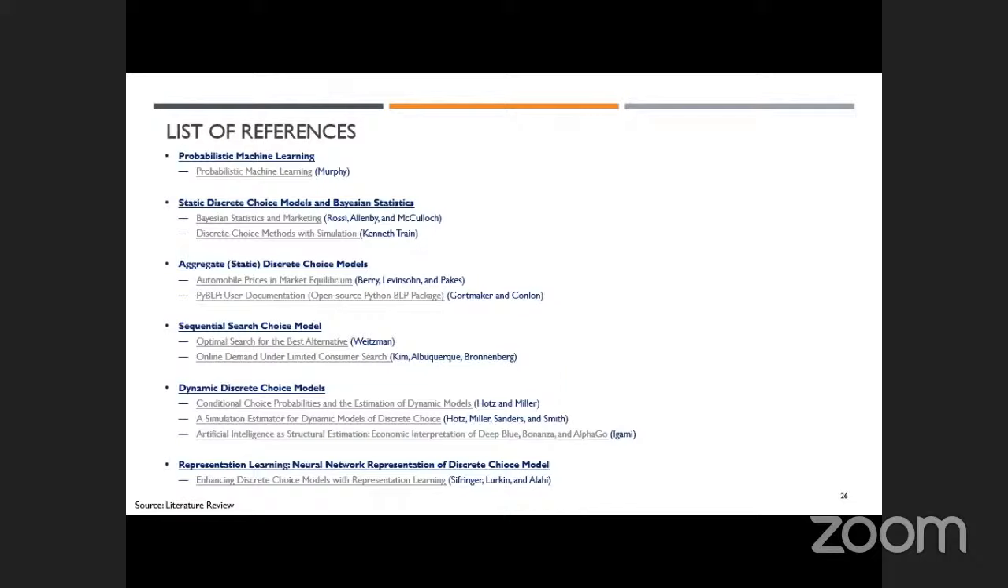And if you are curious about going deeper into each dimension, I listed some books, survey articles, and open source package links here. So you can utilize this as an initial guide to go deeper on each topic. So let me stop here for the presentation. Any questions you have?